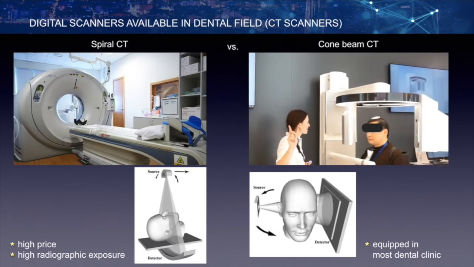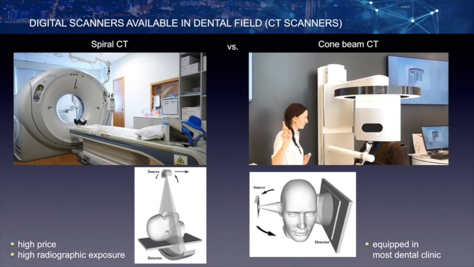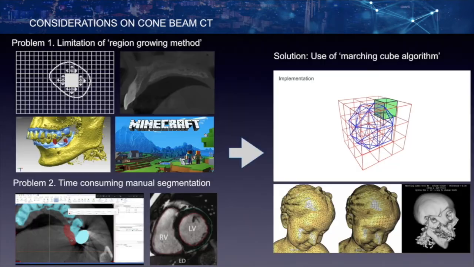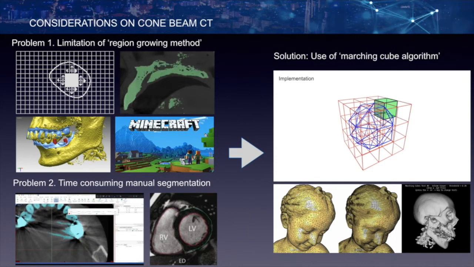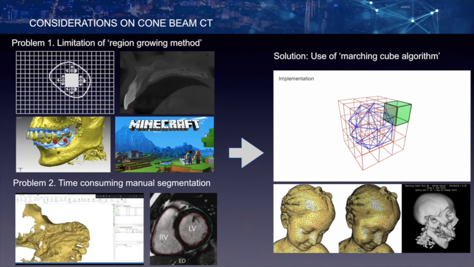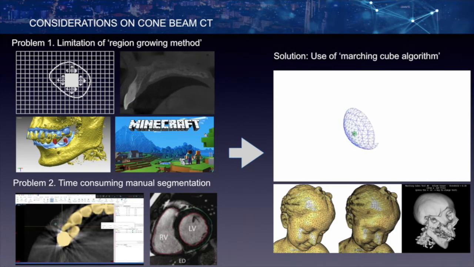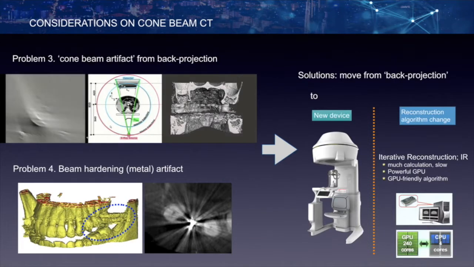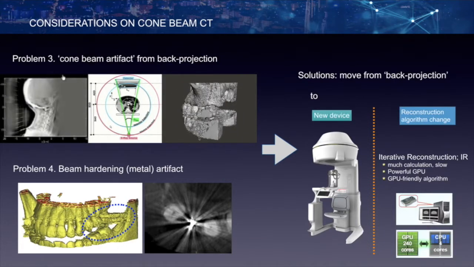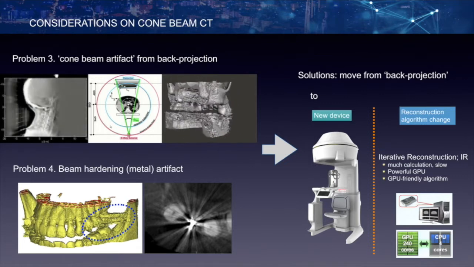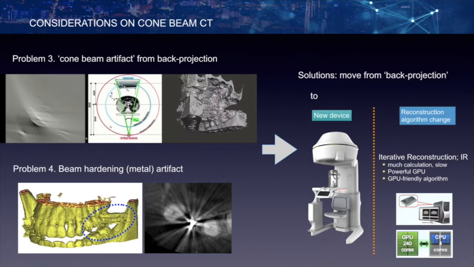Because of the high price and radiation dose, mostly CBCTs are used for a dental clinic. Problems of CBCT are that the converted data looks like a Minecraft and it takes much time to edit outlines manually. Many scientists are trying hard to overcome these limitations. Also, artifacts effects of CBCT are getting solved by new type of CT scanner or improved reconstruction method with high computing power.